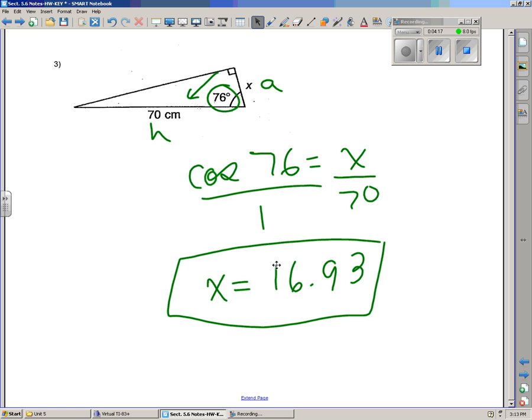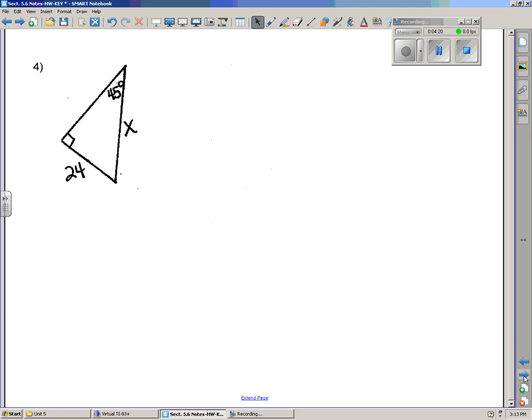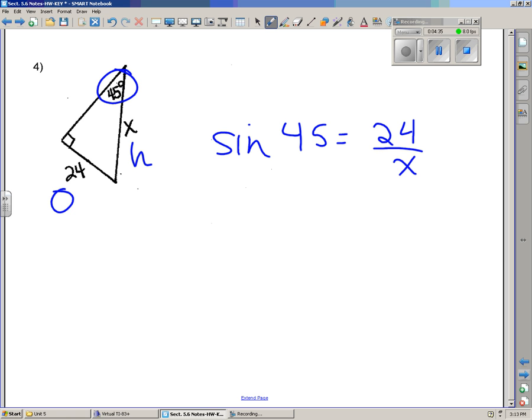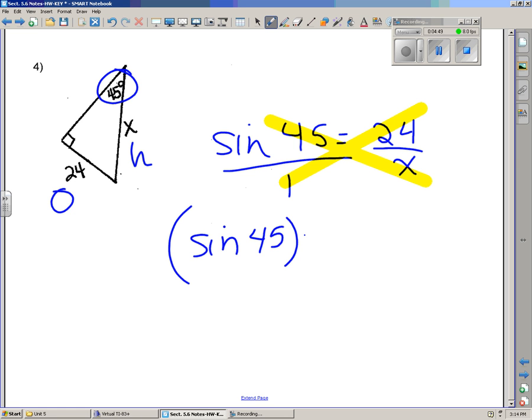Let's keep on trucking. This next one, 45 degrees is the angle that we're looking at, and 24 is opposite. Hypotenuse is x, it's a sine function. Sine of 45 equals O over H. Set up a proportion. Now this one just looks a little bit different because now the x is on the bottom. So you still cross multiply and solve. Not a big deal. When you cross multiply, you're going to get sine 45 times x equals 24.